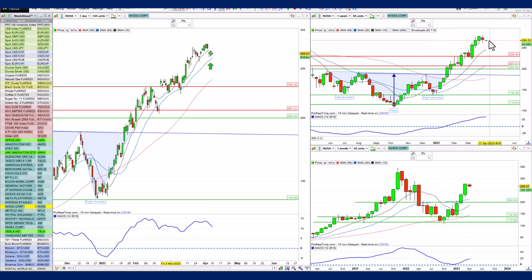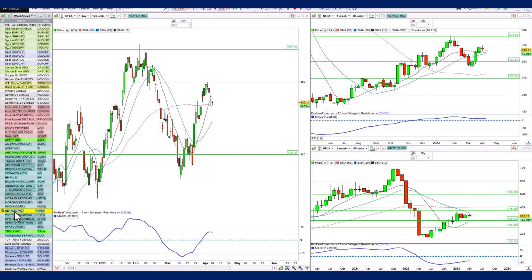The weekly, of course, has produced a bit of an inside spinning candle. It's not really an inside, it's broken the high. But that could be looking forward to triggering just a retracement within the weekly uptrend at this time.